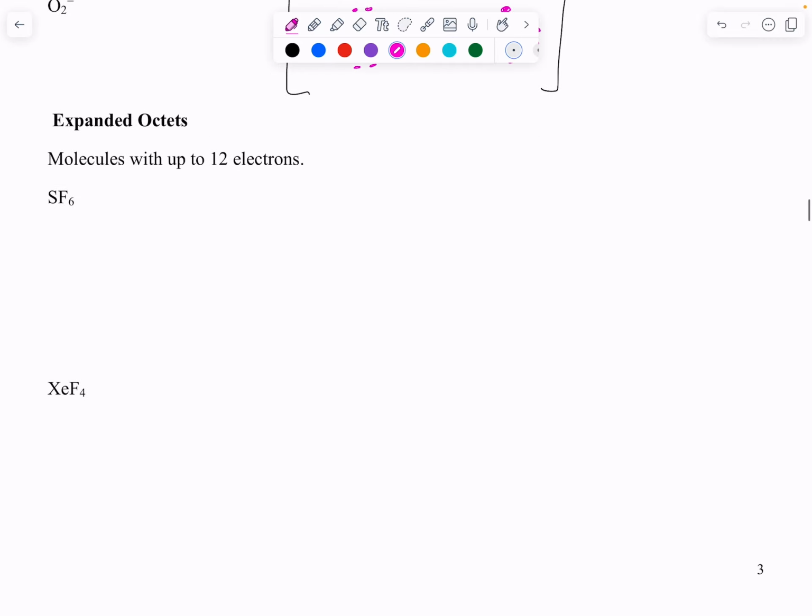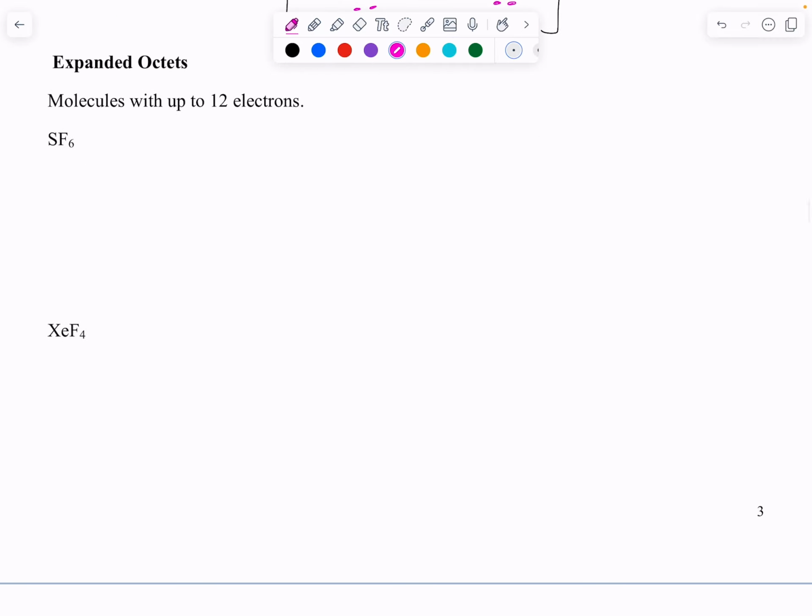And now we have expanded octets. 12 electrons up to. Wow, how does that work? Well, let's look. Sulfur has 6 electrons plus 6 times 7 electrons. So that's 48 electrons. That's a lot of electrons. Well, who's the central atom? Well, hopefully by now we know it's not fluorine, right? And so who's written first?